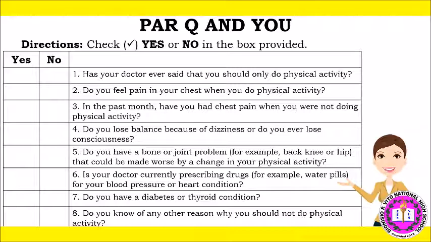5. Do you have a bone or joint problem, for example, back, knee or hip, that could be made worse by a change in your physical activity? 6. Is your doctor currently prescribing drugs, for example, water pill, for your blood pressure or heart condition? 7. Do you have a diabetes or thyroid condition? 8. Do you know of any other reason why you should not do physical activity?